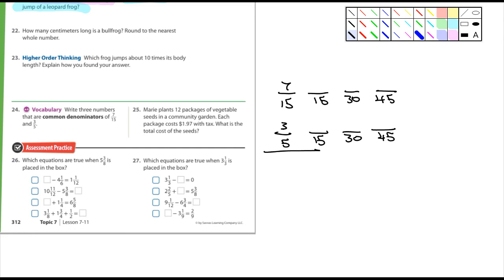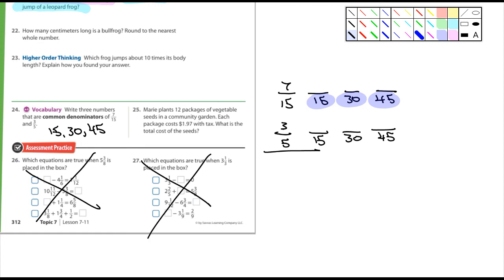So here's three common denominators. That looks like a 16, but it's not. It's 15. 15, 30, and 45. Yeah, you don't have to do 26 and 27. I'm not worried about those. Okay, that's it. I will see you guys tomorrow.